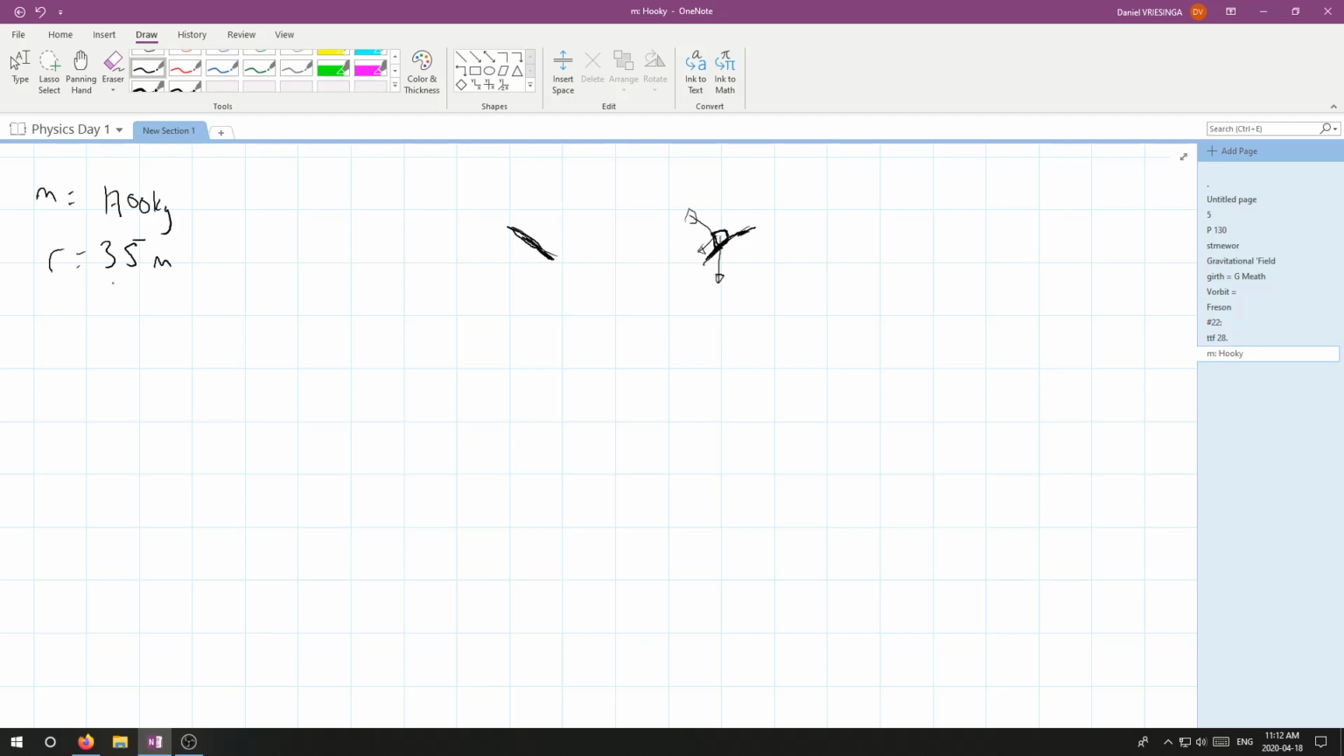What else do they give us in this question? So this is an easier question. There's no banking of any turns. It doesn't look like there's any friction. Oh, there is friction, but we've got to figure it out. Obviously, there would have to be friction, or else the thing will just slip off the track.